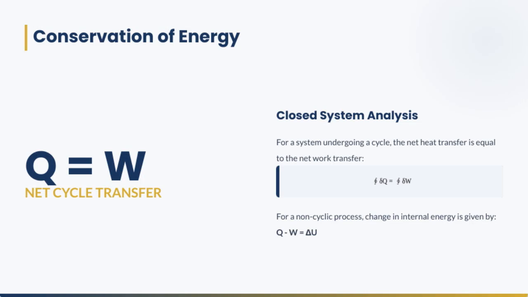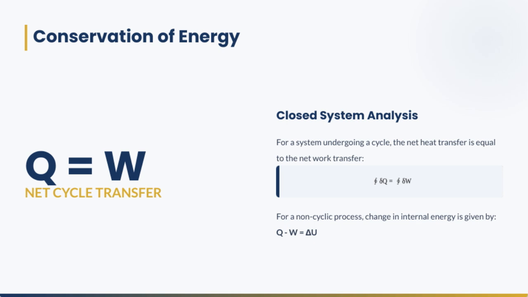For a non-cyclic process, the change in a system's internal energy, which we denote as delta U, is determined by the difference between the heat added to the system, Q, and the work done by the system, W. In simple terms, if you add heat, the internal energy increases, but if the system does work, it decreases the internal energy. So the relationship is Q minus W equals delta U.